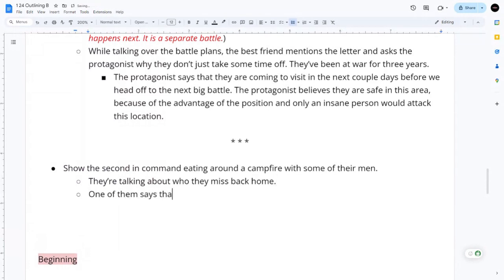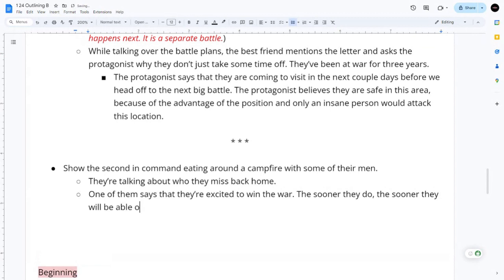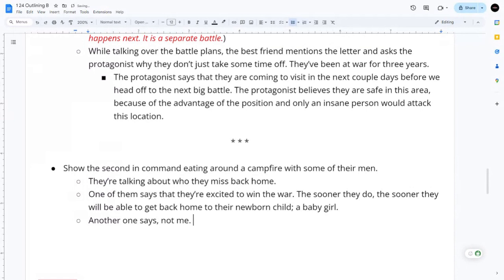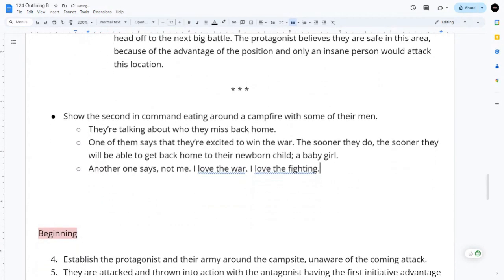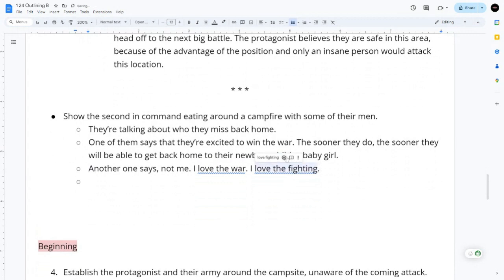One of them says that they're excited to win the war. The sooner they do, the sooner they will be able to get back home to their newborn child. All right. A baby girl. Another one says, not me. I love the war. I love the fighting. Obviously, you know, it's telling me this is incorrect, but dialogue is dialogue.